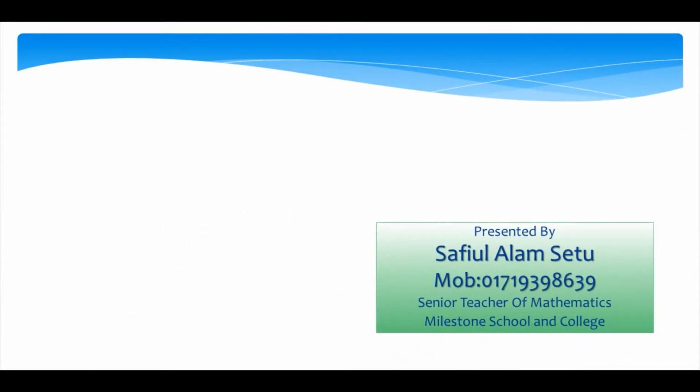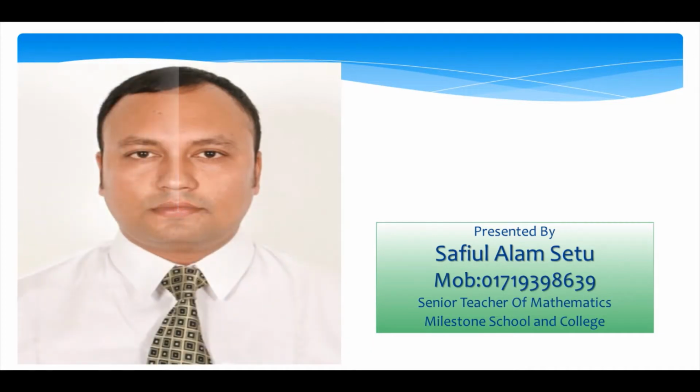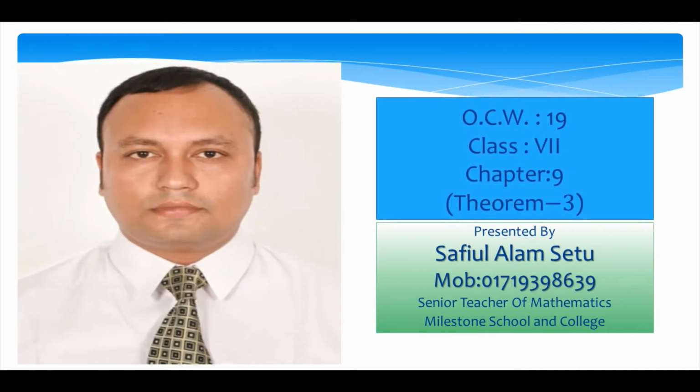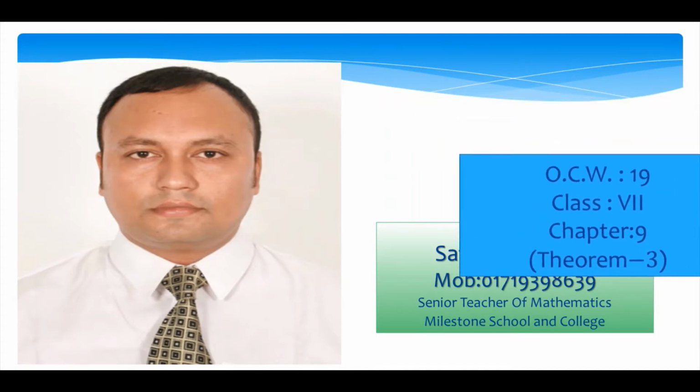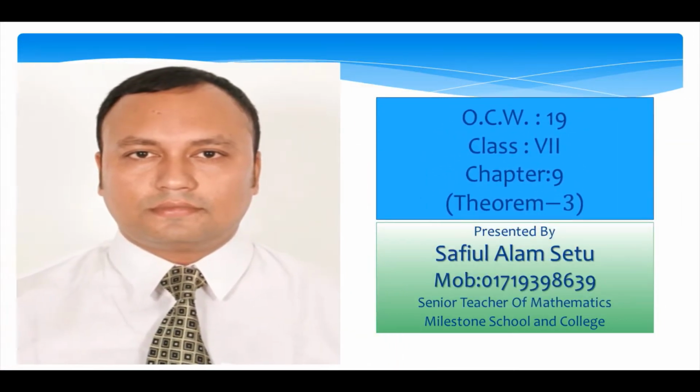My dear students of class 7, today our OCW number 19, which is from chapter 9, and we will discuss the general enunciation of Theorem-3 and its proof. In the last class we had already discussed theorem number 2, and today I am going to discuss theorem number 3. Let's start today's class.